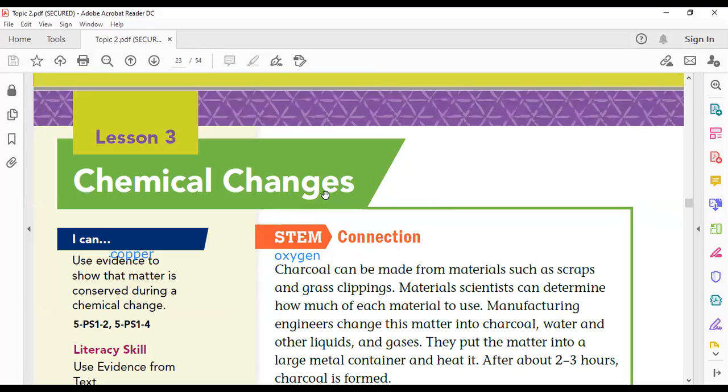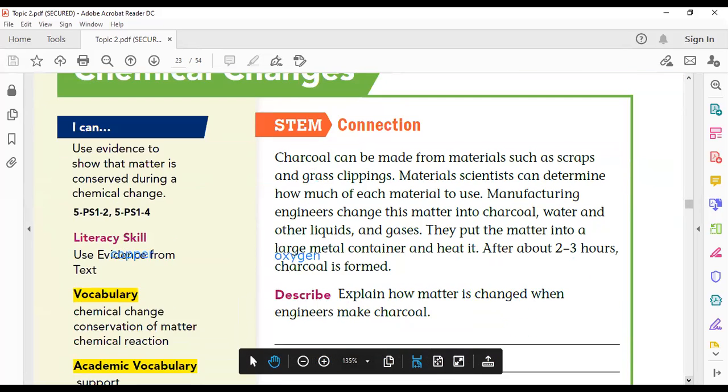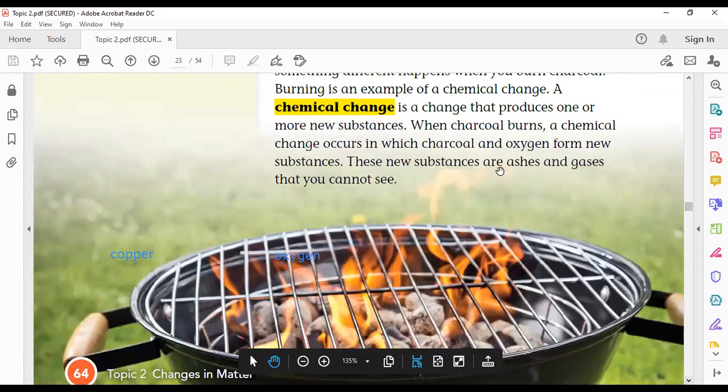Physical changes do not change the matter into something else. In a physical change, we don't have a new substance. In a chemical change, we have a new substance with different properties. I mean, a chemical change produces one or more new substances. In a chemical change, the original substance or substances change to new substances.